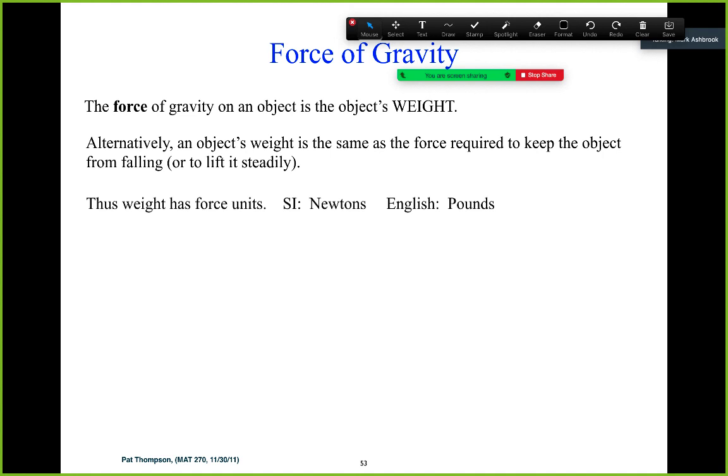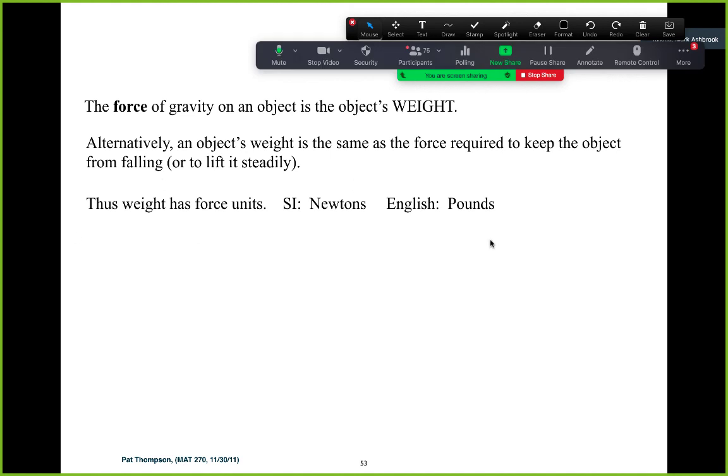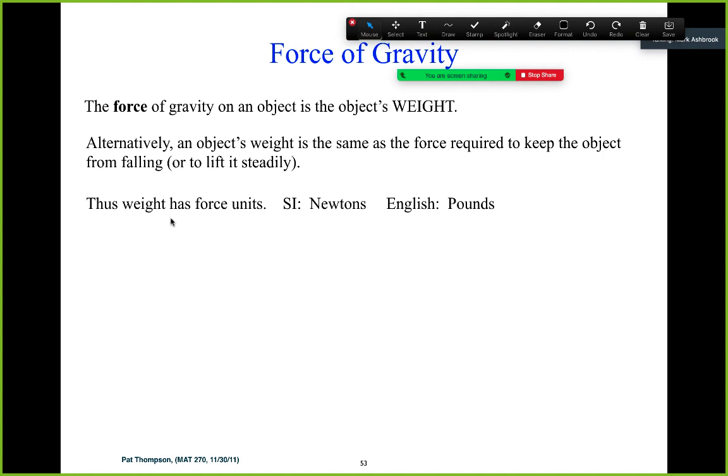Okay, so thus the weight has force units of newtons or pounds. I already introduced these facts on the quiz over the weekend, and I told you that for metric, force has units of newtons, and in the English system, force has units of pounds. It's not anything else. So there's only one force unit in each of the systems. Newtons in the metric system, pounds in the English system.